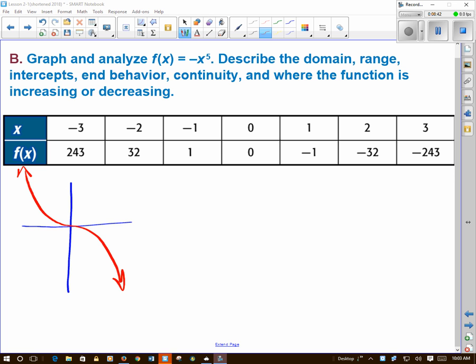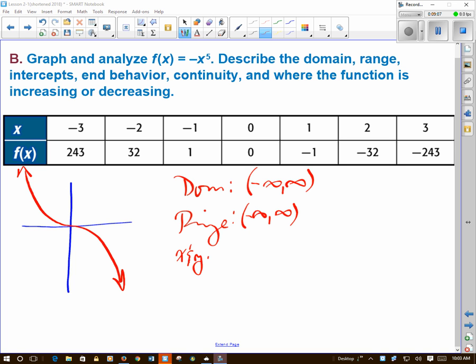So looking at domain, we get negative infinity to infinity. Range, always dot your A, is going to be from negative infinity to infinity again. Intercepts, we have both x and y intercepts of 0.